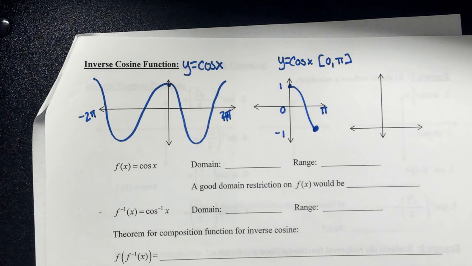So if I restrict the domain from 0 to pi, do you agree with me now that this is a one-to-one function? Yes. Okay? So what happens with cosine, we're restricting it just from 0 to pi.